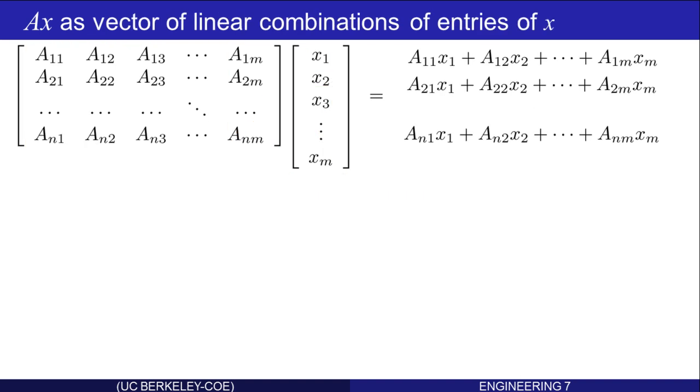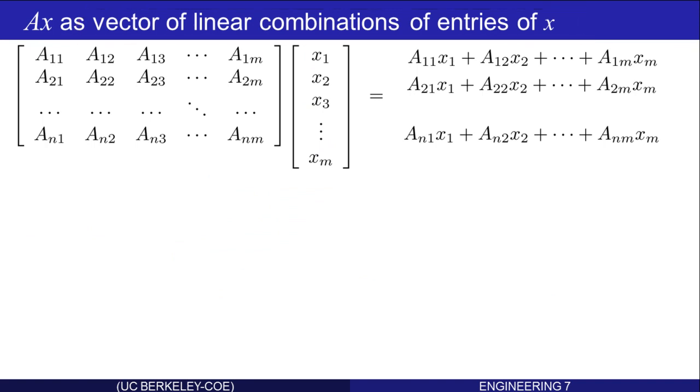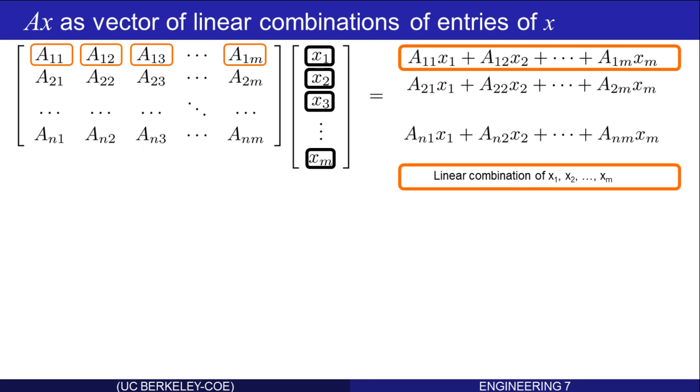There's another interpretation where AX is interpreted as a vector of linear combinations of the entries of X. Let's see how that goes. On the left, we've notated the matrix vector multiplication, and on the right is the definition of that quantity. Now let's see a way to interpret it. Let's see how the first entry of the product AX arises. A11x1 plus A12x2 plus A13x3 plus A1mxm, and that is the first entry. It's a linear combination of the entries of X.